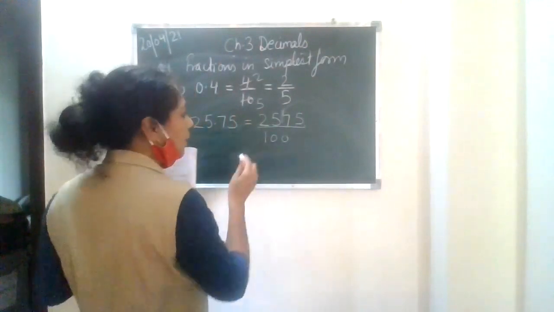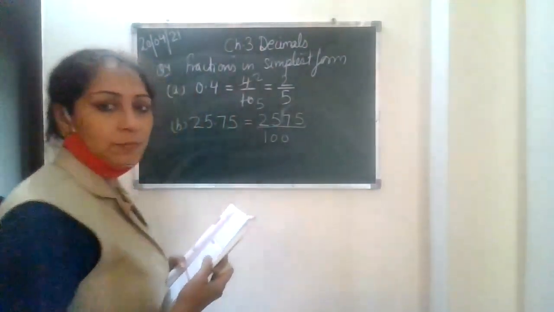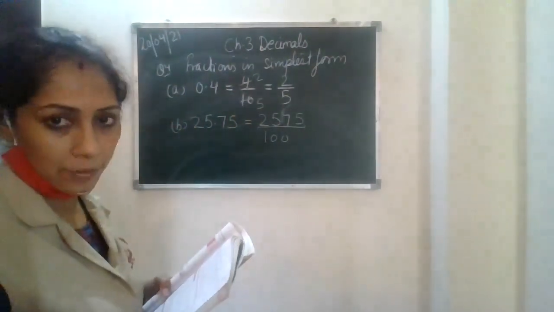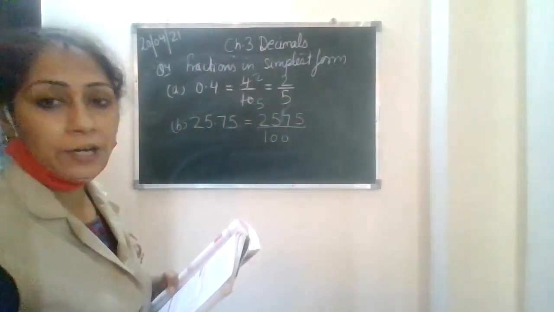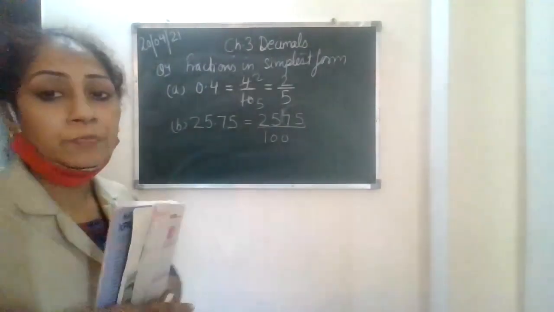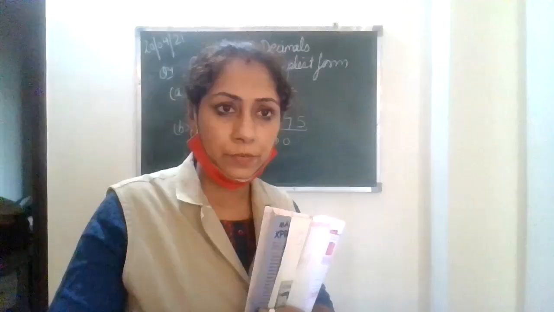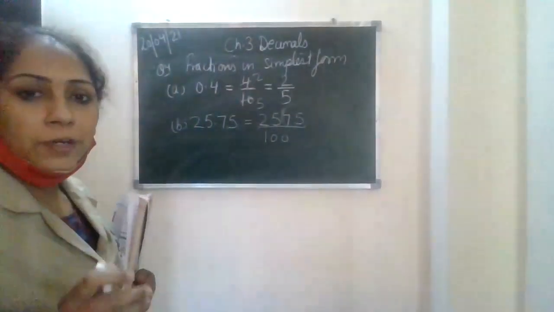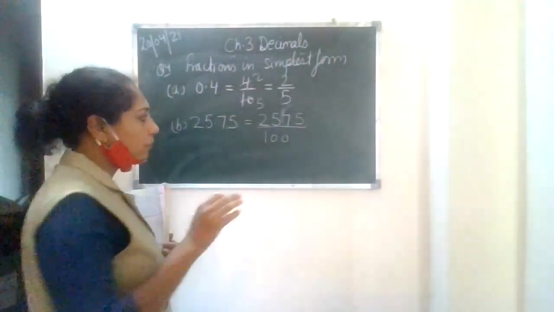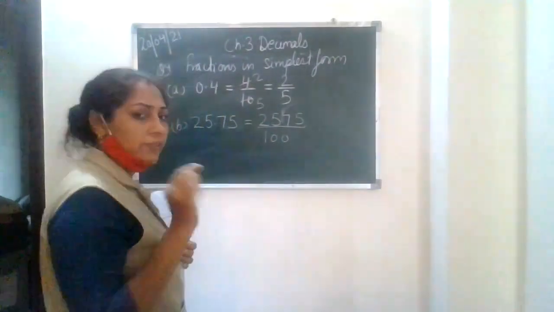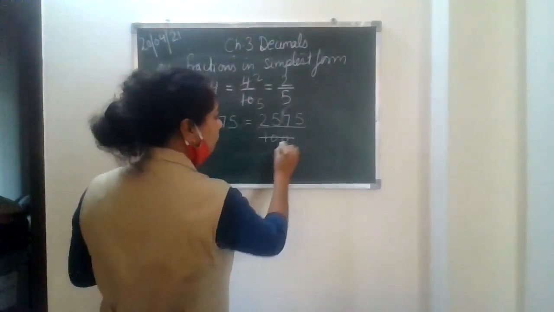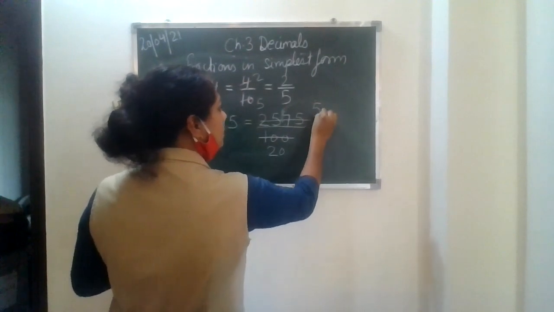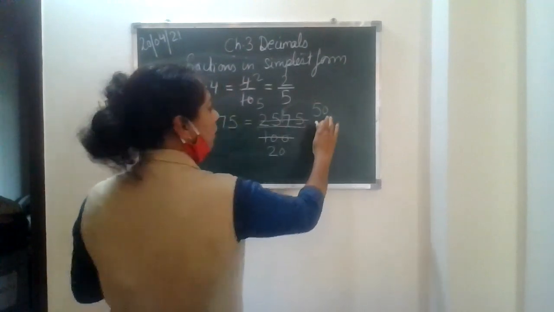Okay, 100. Now, what is the common factor between the two? If you're very quick at maths, you will straight away write 25. But if you are not, then you can start with 5. So 5 twos are 10, 5 fives are 25, 5 zeros are 0. Sorry, 5.